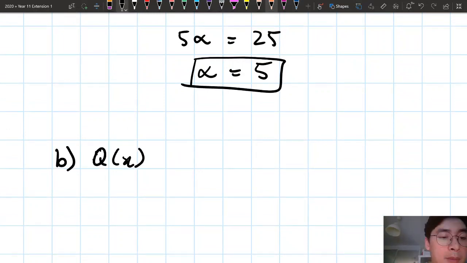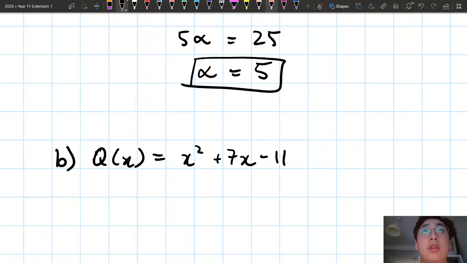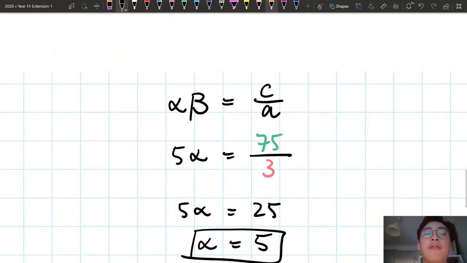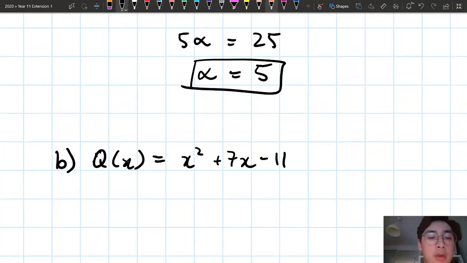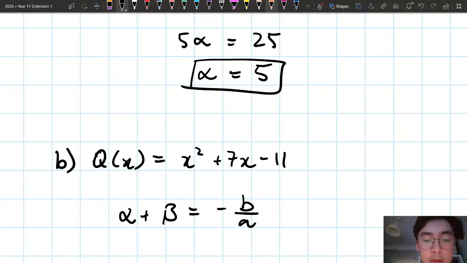So this time it's Q of x is equal to x squared plus 7x minus 7. I want to find my sum of roots. I want to find alpha plus beta. Now, if you remember, alpha plus beta is equal to negative b over a. So let's label the parts in my equation here.